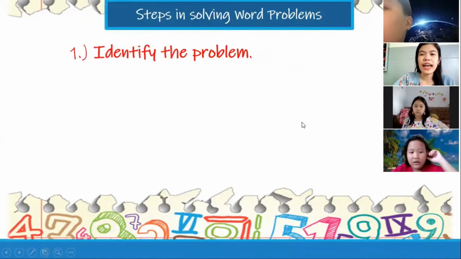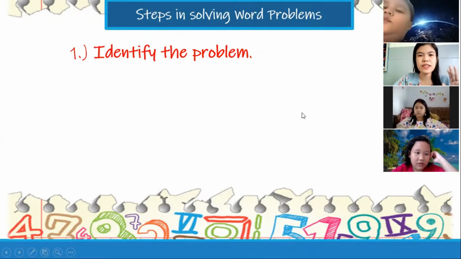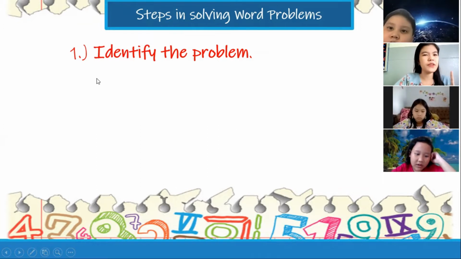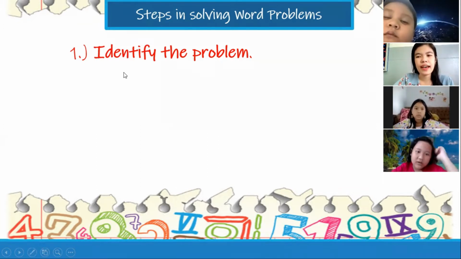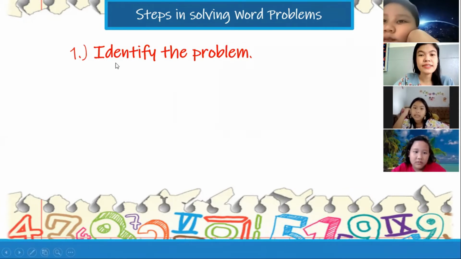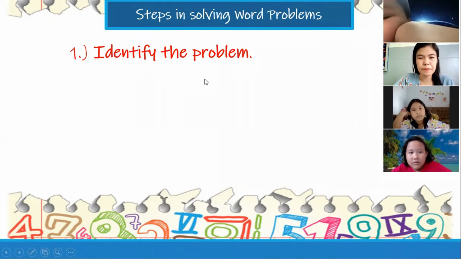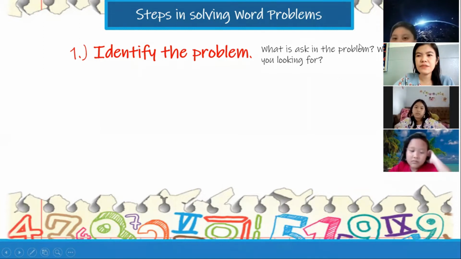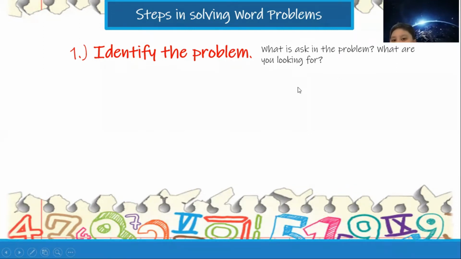Now again, let us review the 5 steps on how to answer a word problem. First step, who can read the first step? Number 1, please read. Identify the problem. We are going to look for the problem or the question. What are we looking for? What are we going to solve? What is the problem?